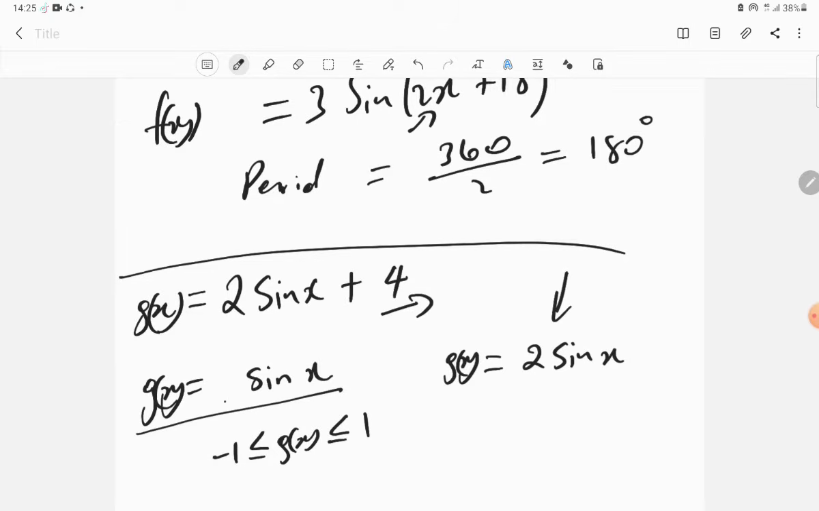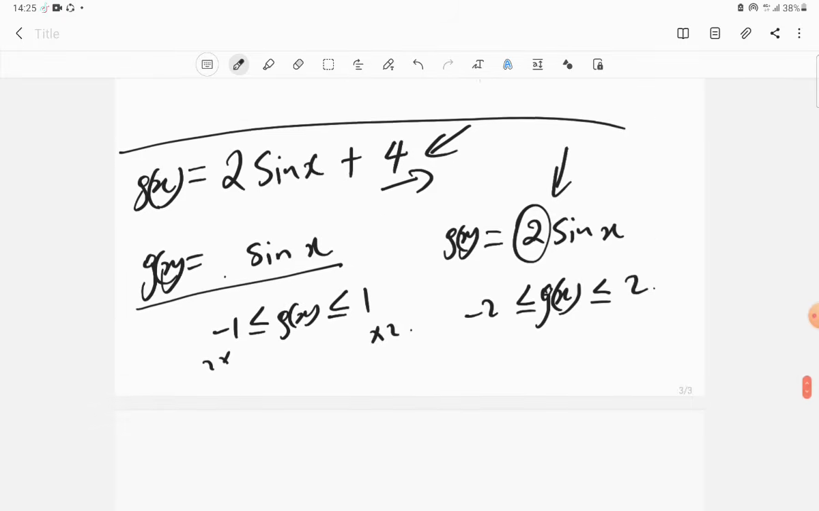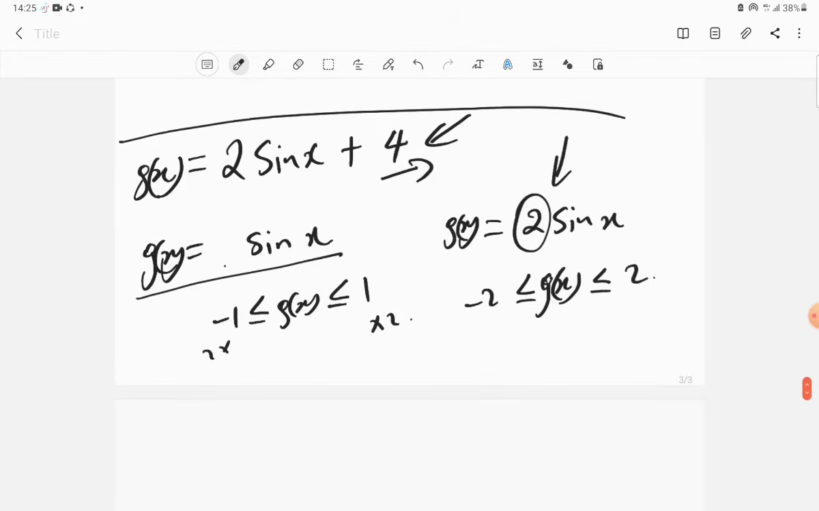So the idea is to say, okay, the new range is going to be, we just multiply this by 2, multiply this by 2, then you get the range from minus 2 to 2. So the range is going to be affected by this one. When you increase this one, it does affect the amplitude. We spoke about that as well. But we are saying this one also affects the range of the graph, because it shifts the graph vertically upwards.